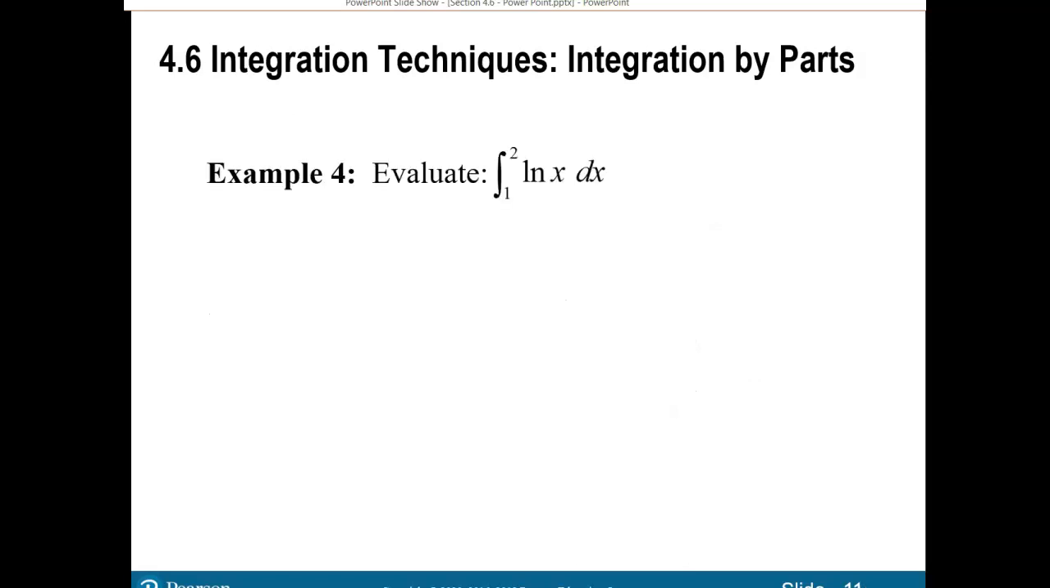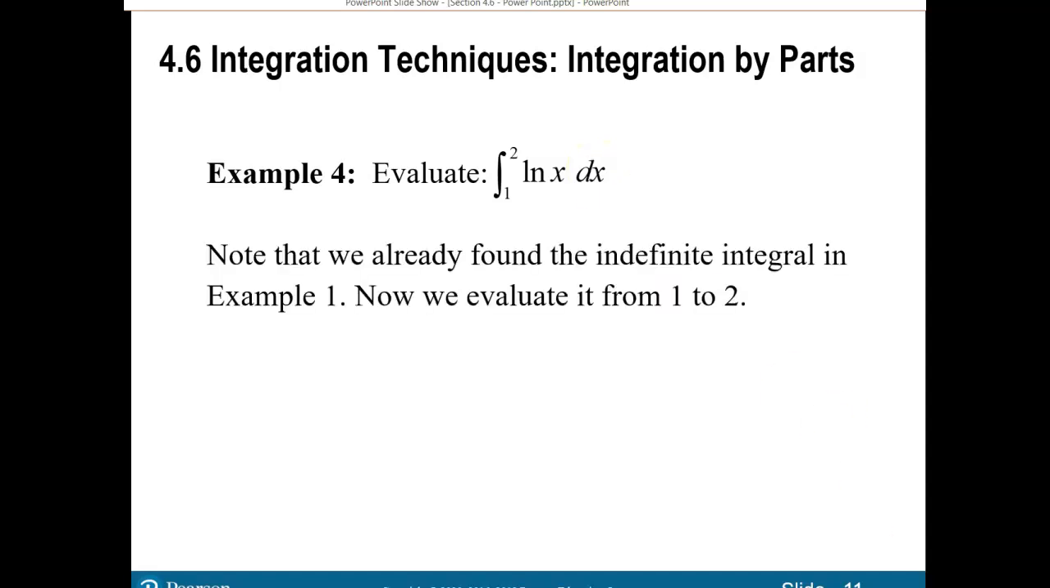All right, how about a definite integral with parts? Now, if you notice, just the integral of natural log of x dx was the very first example that we did. So we already have done that integration by parts. We already found the indefinite integral. Now we just need to evaluate it. If you hadn't done the integration by parts method for natural log of x, you would do it. If you go back to our first example, we got this answer.